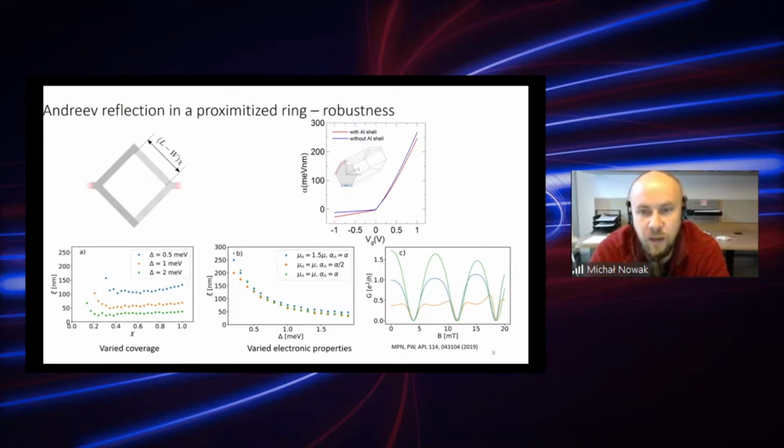And also, we checked that in these devices, which are made by, for example, proximatizing semiconducting nanowires with a superconducting shell, the electronic properties of the nanowire itself can change due to the metallic shell that surrounds it. So, for example, we checked how our results would differ if we assume that there is a chemical potential mismatch between the normal part and the one proximatized by the superconductor, or what happens if the spin-orbit coupling constant varies between these two regions. And in all those cases, we see that actually not much changes, and we can still very well extract the coherence length.